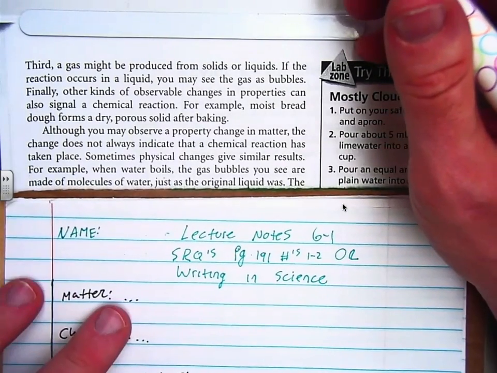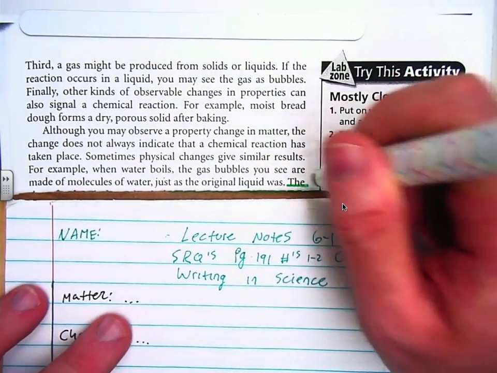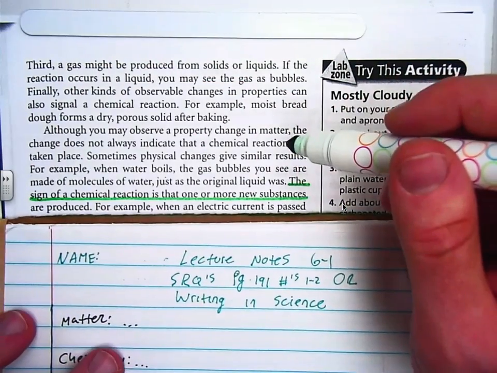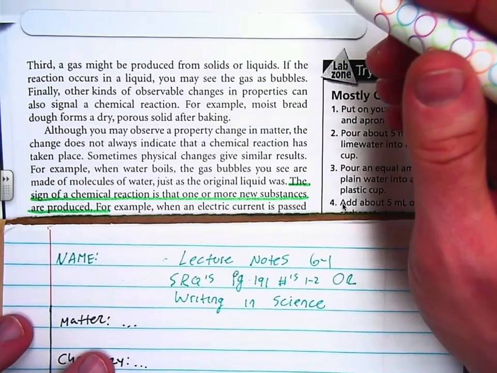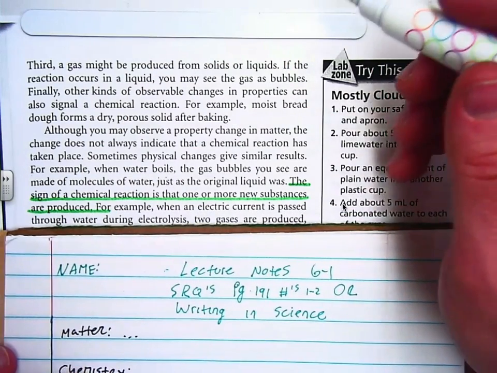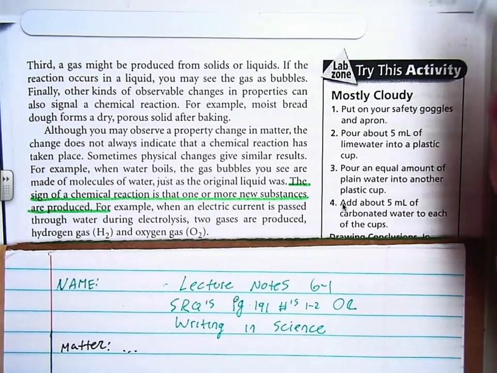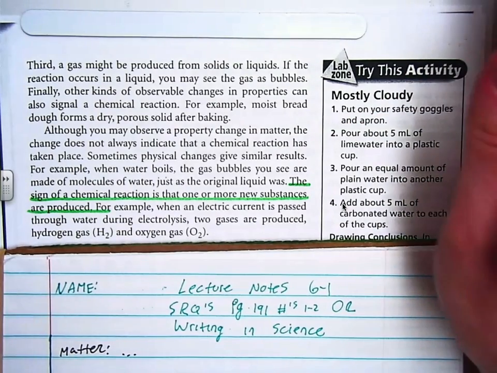Here's the main thing I want you to know with chemical reactions. The sign of a chemical reaction is that one or more new substances are produced. For example, when electric current is passed through water during electrolysis, two gases are produced, hydrogen gas and oxygen gas. So when one or more new substances are produced.